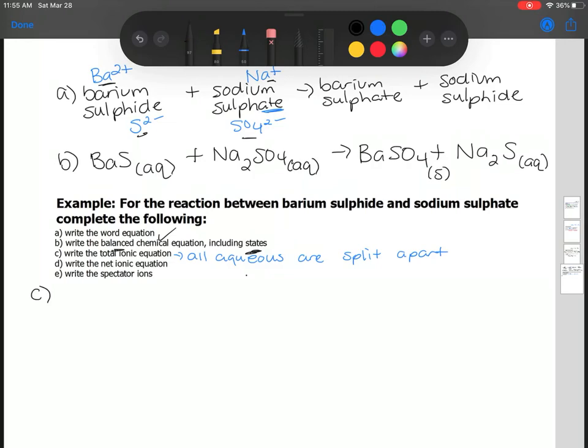And split them apart. Again, really trying hard to use their states or their charges. So again, if you write them out up here, now you've got them when you go to do this. So barium is a 2 charge. Sulfide is a 2. And sodium is a 1, charge of 1. And then there's sulfate.